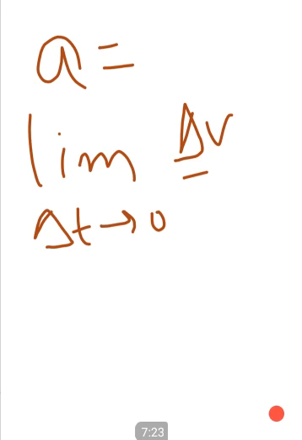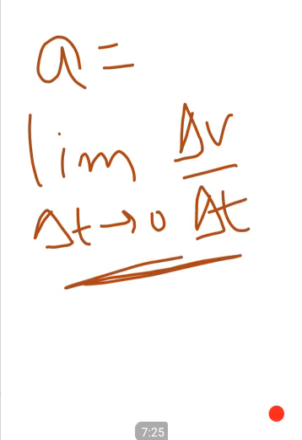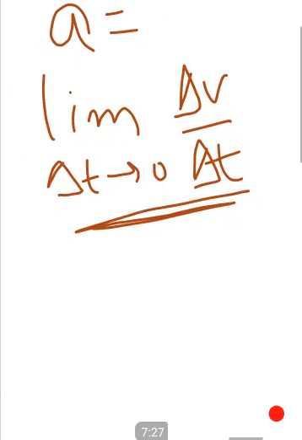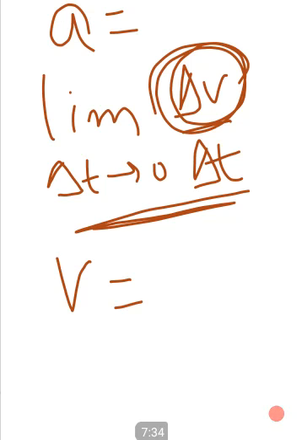So here we have defined the instantaneous acceleration, the limit as delta t approaches 0 of delta v over delta t. This is a very important concept. In the same way we can define instantaneous velocity, we'll just substitute this delta v for delta s or delta x. Now we'll start with some limits.